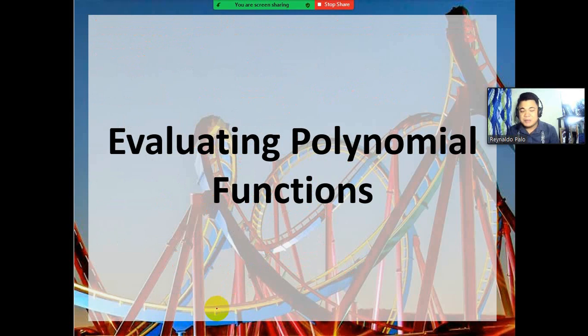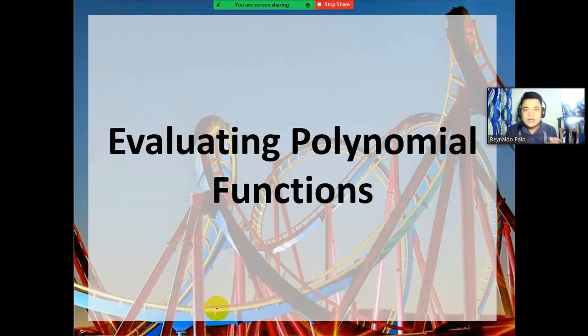Guys, what do you mean by evaluating polynomial functions? When we evaluate in algebra, it means that there exists a specific value of the variable that will give the whole value of the expression. So you are going to substitute a value into the algebraic expression for you to be able to get the actual value of the expression. In this case, we will evaluate polynomial functions using the value of the independent variable to give the whole value of the expression. So that's what we mean when we say evaluating.